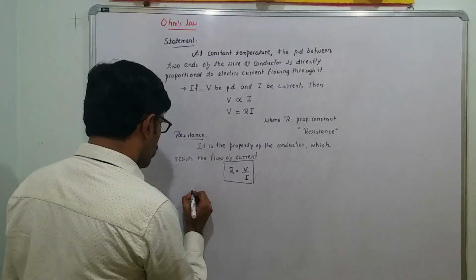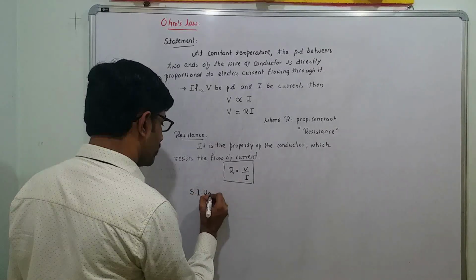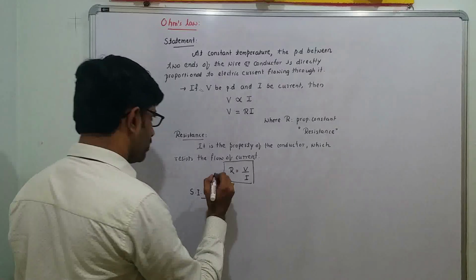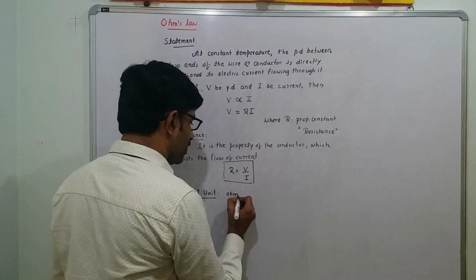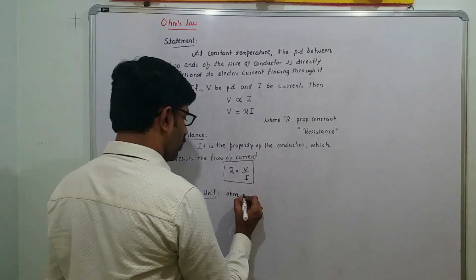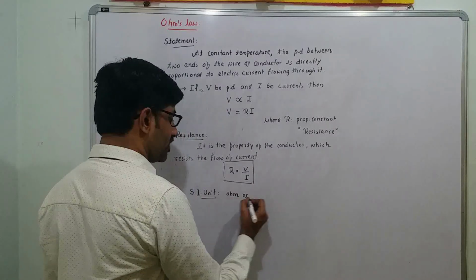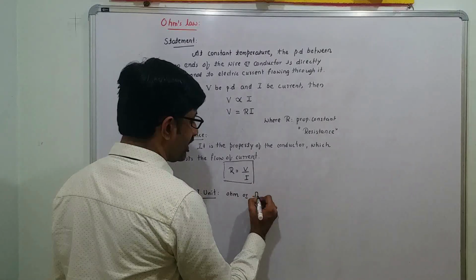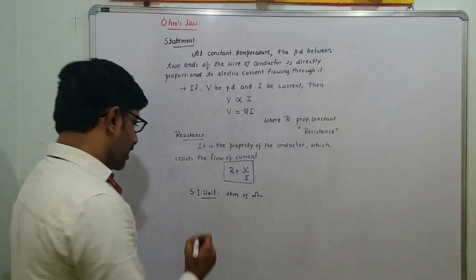Now we are moving to the next point, that is the SI unit of resistance, which is given by ohm. This is the term named after George Simon Ohm, who formulated this law. It is written as small letters ohm or a Greek symbol like this, that is the symbol for ohm.